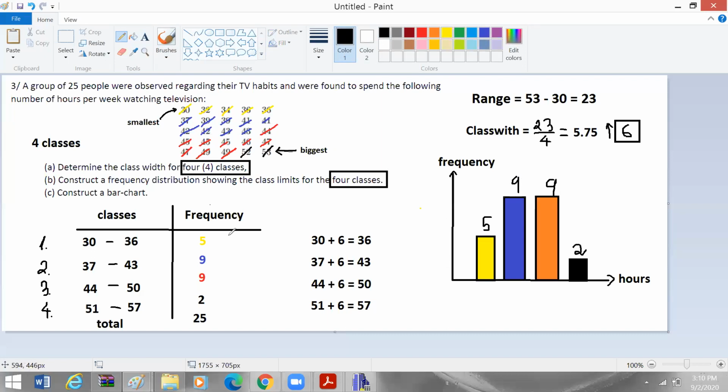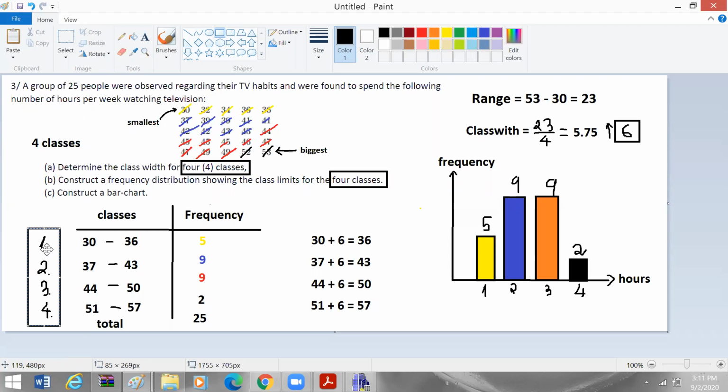All right. And then we call this the first class. I call them 1, 2, 3, 4, because I call this the class right there. So it's perfectly okay. So class 1 is the range between 30 and 36. Class 2 will be the range between 37 to 43. The third class is 44 up to 50. And then the last class will be 51 to 57.